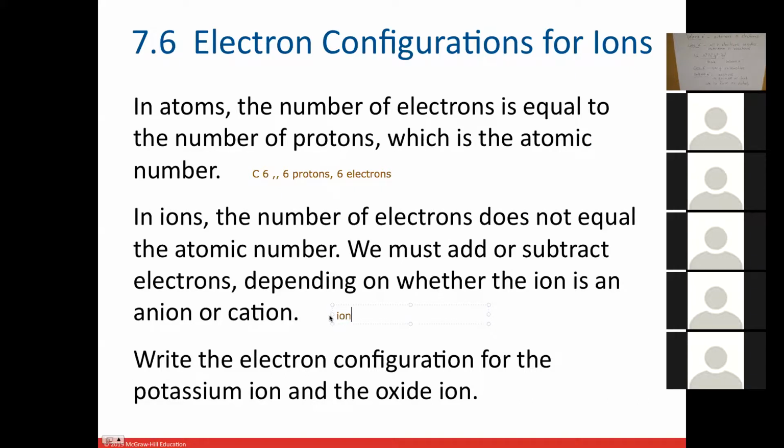So for ions, the number of electrons changes. Either we gain or lose electrons, right? So write the electron configuration for the potassium ion or the oxide ion. So can we do that?